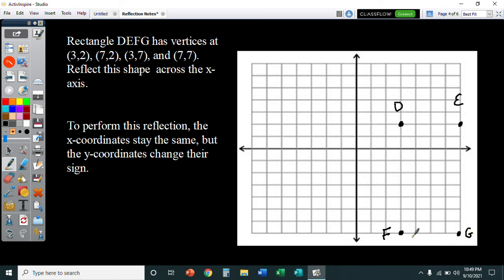Now, I picked this for a very specific reason. You're going to see. Oh, wait. No, I messed up. See, it happens to everybody. 3, 7 is up here. This is F. And 7, 7 is up here. This is G. Okay. So here we are with our rectangle.